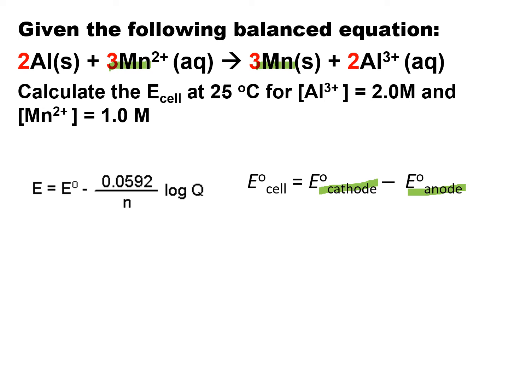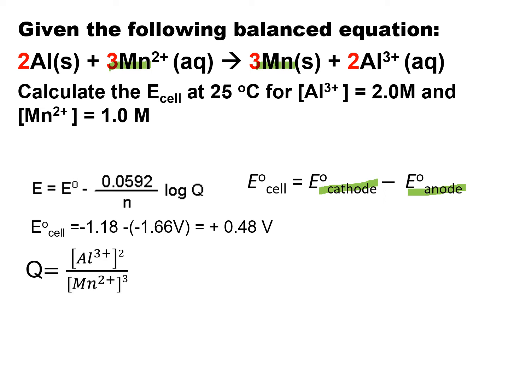Again, you don't have to worry about calculating the cell in standard condition. You do not have to worry about the coefficients. The coefficients are not changing those numbers from the table. So you figure out that the standard cell potential is plus 0.48 volt. Then you need to calculate Q.